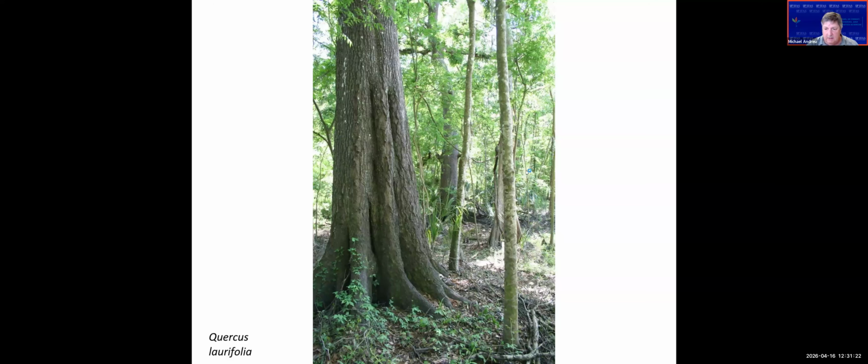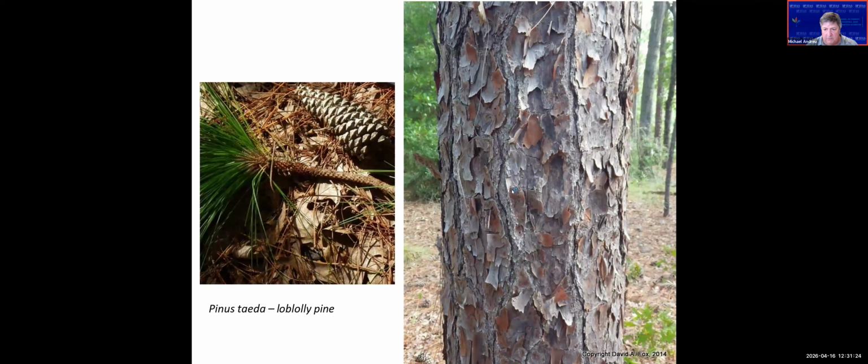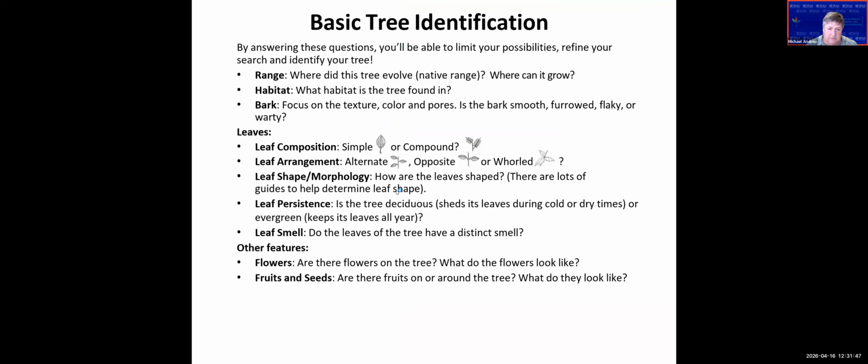Lastly, bark, again, can be helpful. It can get you down to maybe a genus. In the case of pines, I find that the pine trees we have here in Florida, at least the major southern yellow pines, have very similar bark. So you're going to have to look definitely at other features, like the twigs, the needles, and the cones, to make your identification.